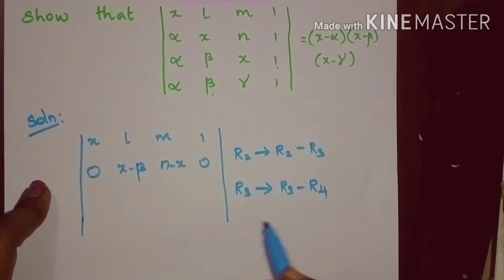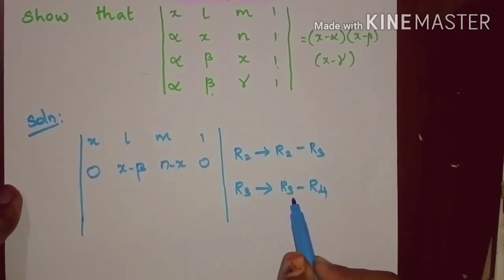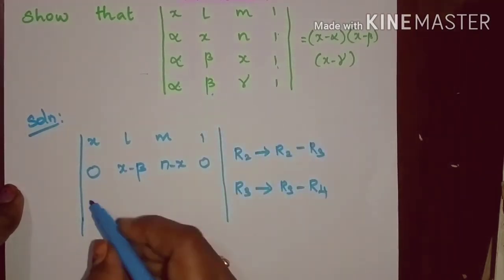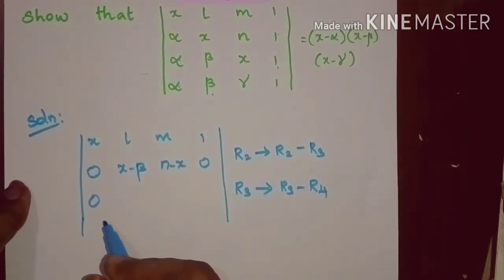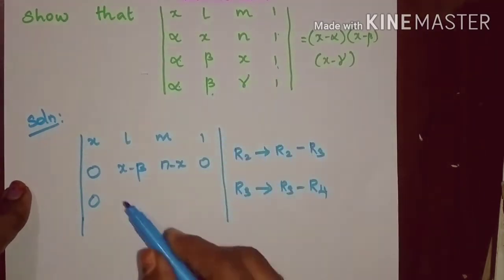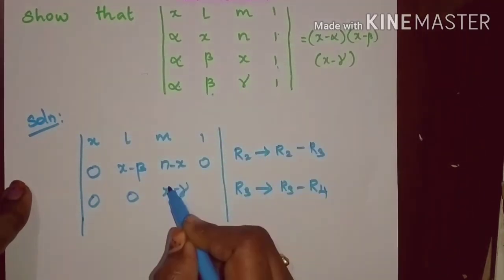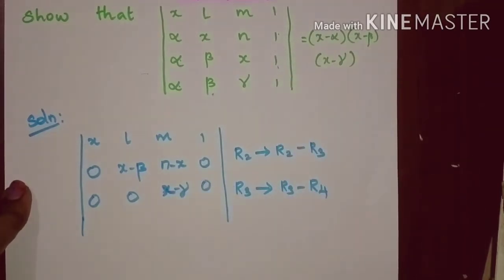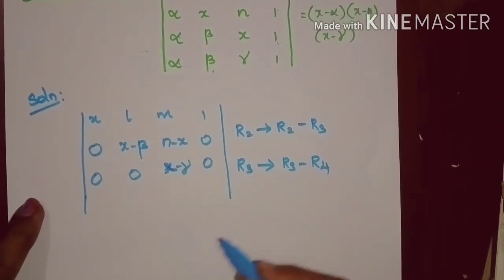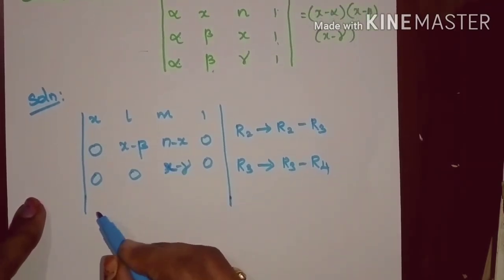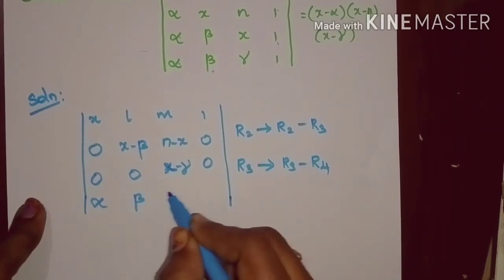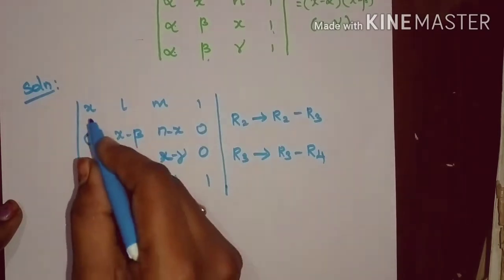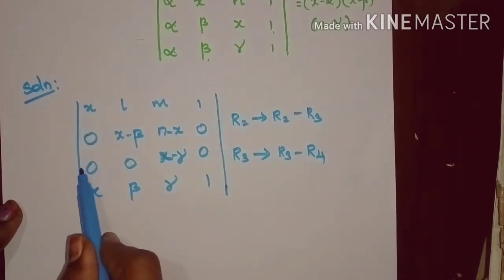Got it? And now in row 3, we are going to subtract row 3 with row 4. So alpha minus alpha is 0 in row 3, and then beta minus beta we get 0 here, and x minus gamma, and 1 minus 1 is 0. And row 4 remains as it is: alpha, beta, gamma, 1. Now I am going to expand this fourth order determinant by expanding by row 3.